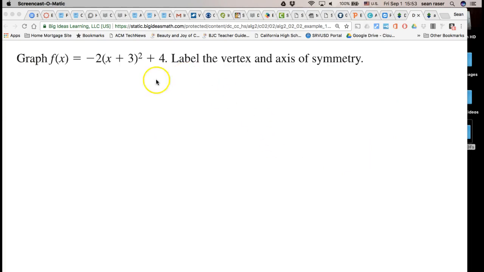So if we notice from this is our graph, our equation that we're going to graph, and we need to get the vertex and axis of symmetry. So we can already see that this is nice and neat and in vertex form for us already. So what we want to do is go ahead and pull the information that we know from this.